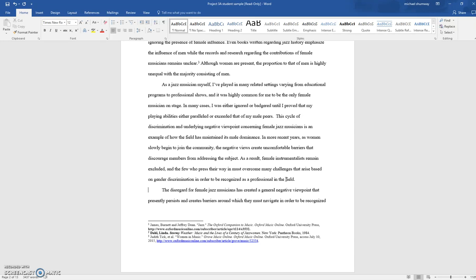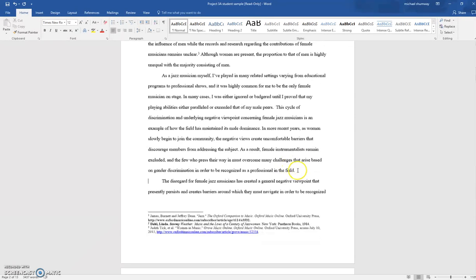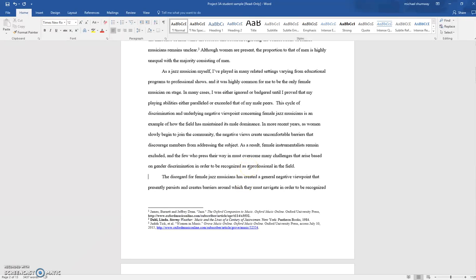So the things that we want to think about in an introduction are identifying the topic and identifying the main problem that you'll be working with. Those are the two key roles that we want to do. And when we get to the bottom here, we'll talk more about what the introduction should do.